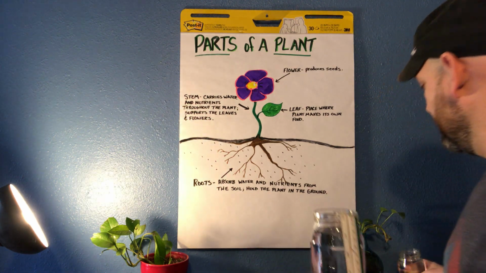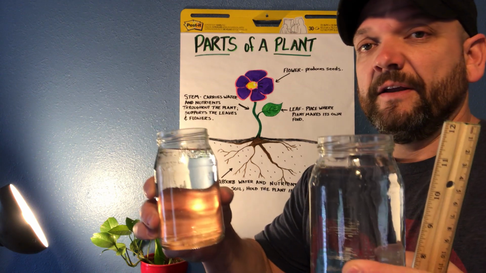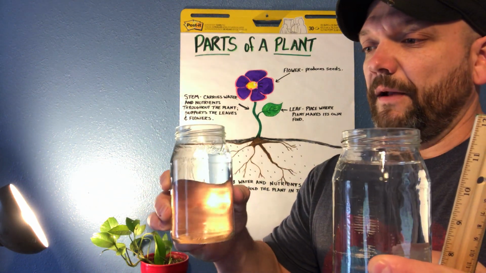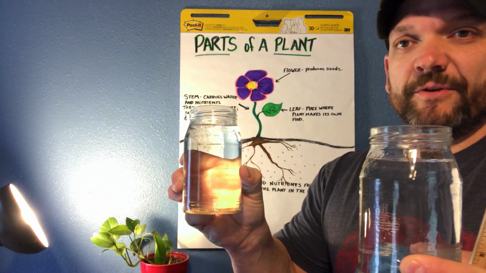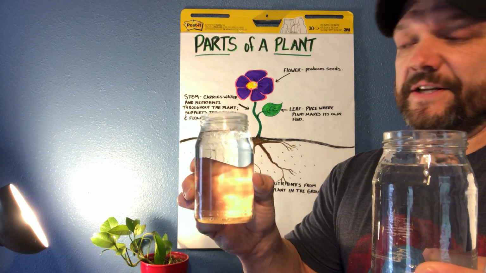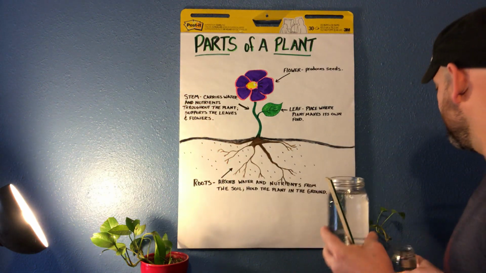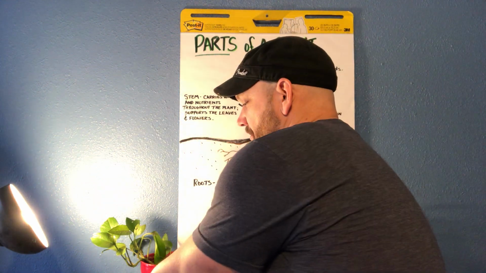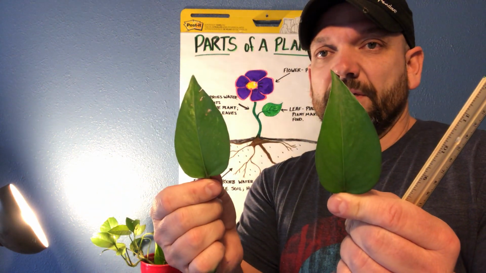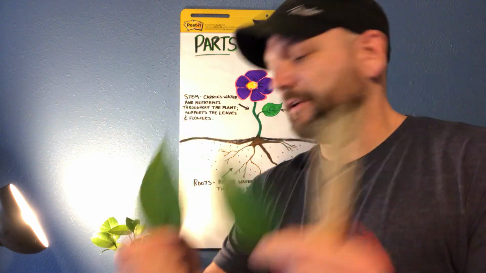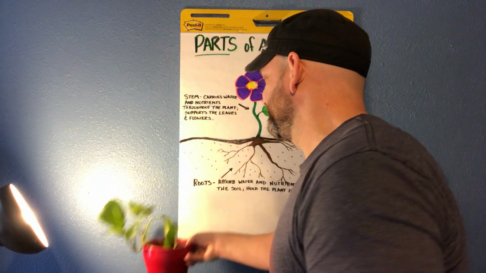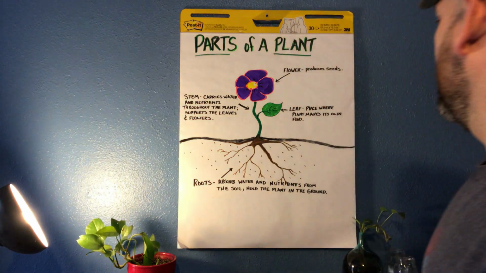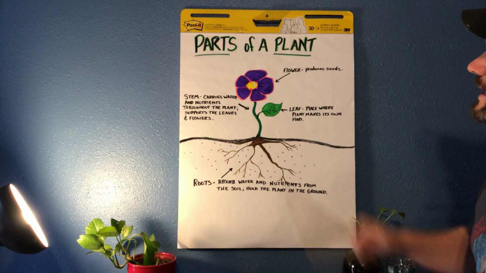All you need is 2 jars full of water. These are just jelly jars that I soaked and then washed the labels off of with a sponge. So you just need 2 jars and then 2 very similar leaves. These come off of the same plant, and it's just a little house plant. It's actually this plant. So, anyways, parts of a plant.